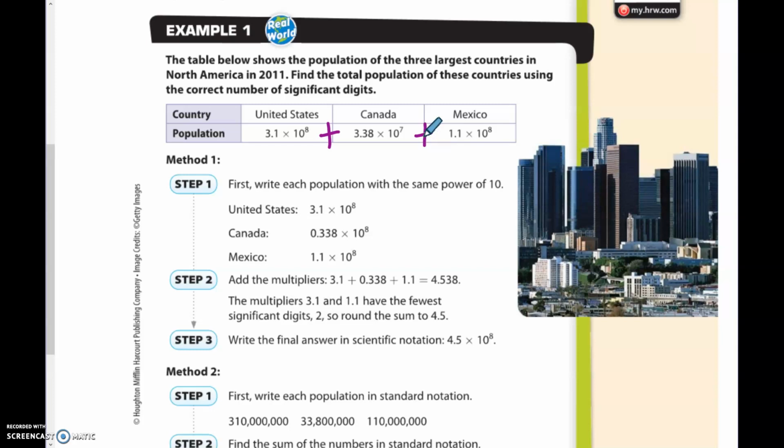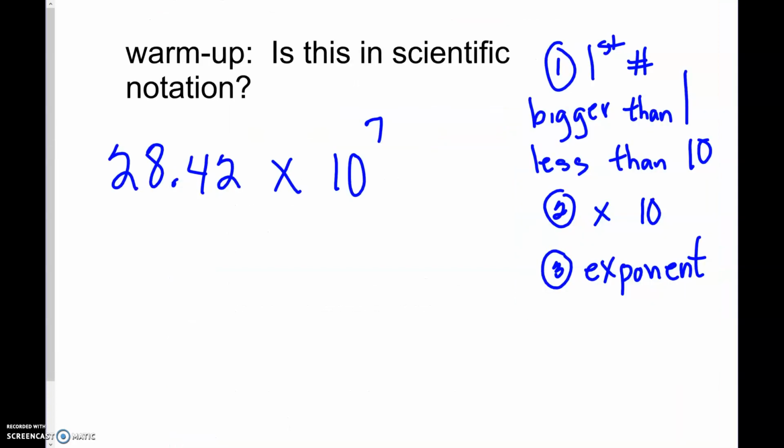There are a couple of different methods we're going to use. The first method is to write each population with the same power of 10. The United States is 10 to the 8th, Canada is 10 to the 7th, and Mexico is 10 to the 8th. To do that, we're going to do a little bit of review, and then come back and solve this problem. What we're going to talk about is scientific notation and whether this particular problem is in scientific notation.